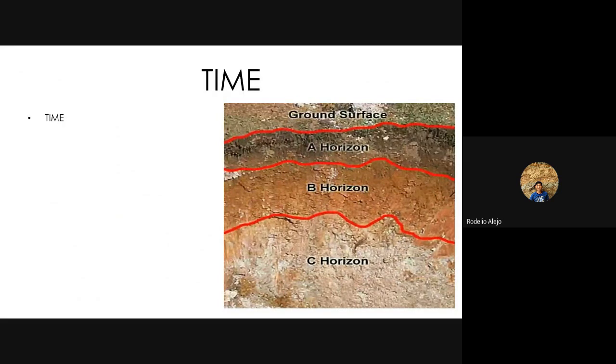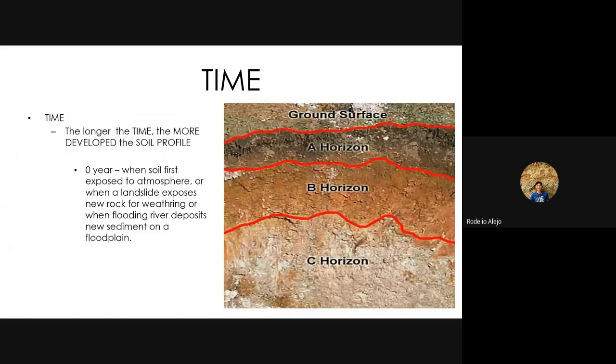Then the last is the time. Time is, the longer the time, the more developed the soil profile. So we have what we call the time zero. Time zero is where the climate and the other factors start to affect the parent material. So when soil is first exposed to the atmosphere, or when a landslide exposes new rock for weathering, or when a flooding river deposits new sediment on a flood plain. So yun yung ating time. May time zero tayo. So once na yung rocks and minerals natin ay naapektuhan na ng climate, okay, ng organism, that will start the formation of the soil. So the longer the time, the more the soil is developed. And the younger the soil, the less developed it is and it has fewer layers, or mas kakaunti yung layer ng soil natin.